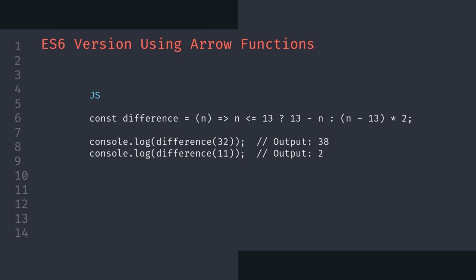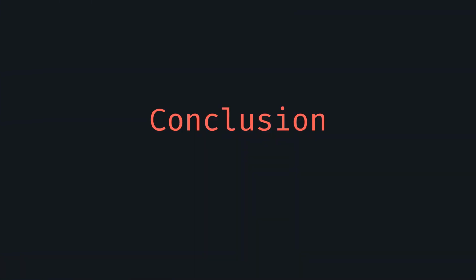Here is a shorter version using ES6 arrow functions and a ternary operator. The logic is the same, but with more concise syntax. And that's the program. Now you know how to compute a difference and apply special conditions using JavaScript.